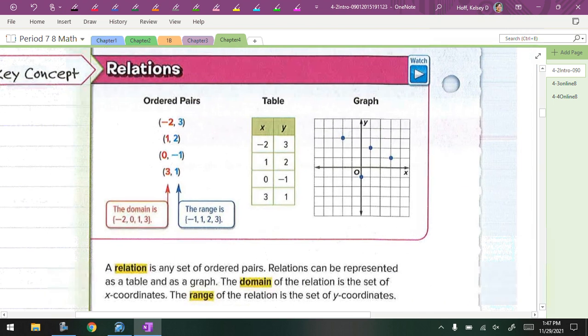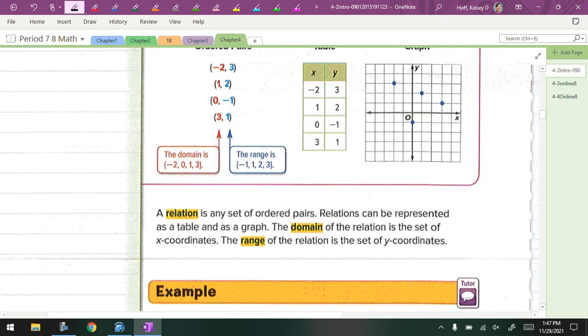So today's title is relations. A relation is any set of ordered pairs, which they have written down. And then relations can be represented as a table and a graph. So they took these ordered pairs and they put it into a table, x and y. So -2, 3, 1, 2, 0, -1, and 3, 1. They took those same points and put them on a graph. So technically, all three of those are different representations of the same relation.